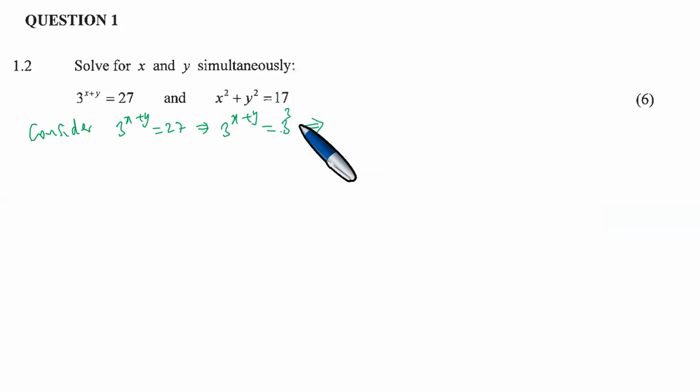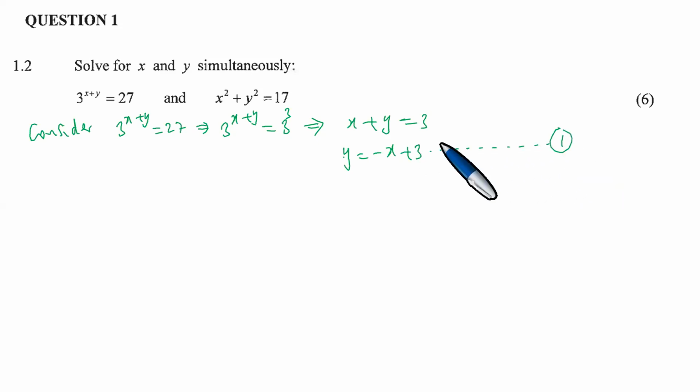Okay, if the bases are the same, we equate the exponents, which means x plus y is 3. From this we can make y the subject. If we make y the subject, it becomes y equals minus x plus 3, and we call this equation 1. We also have x squared plus y squared equals 17, and this is equation 2.